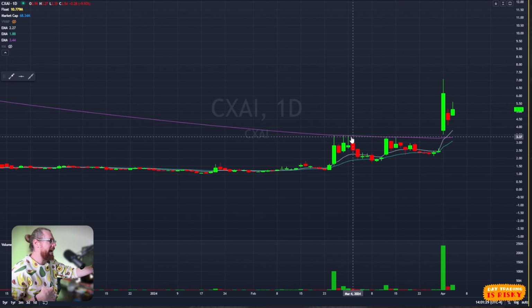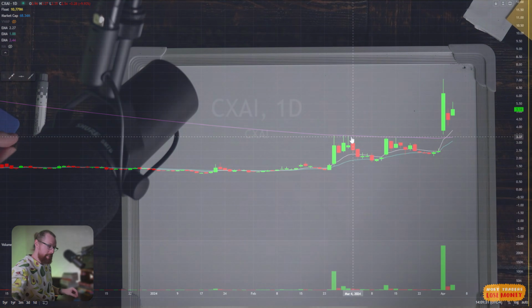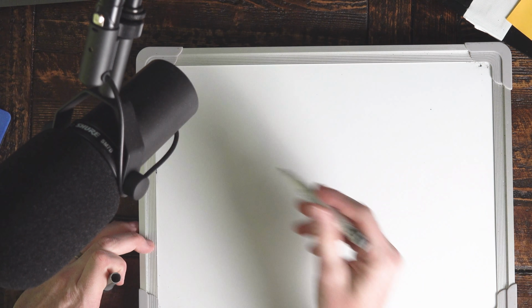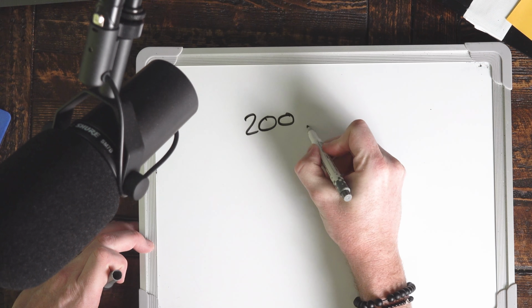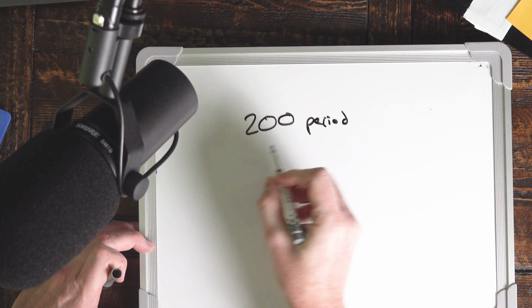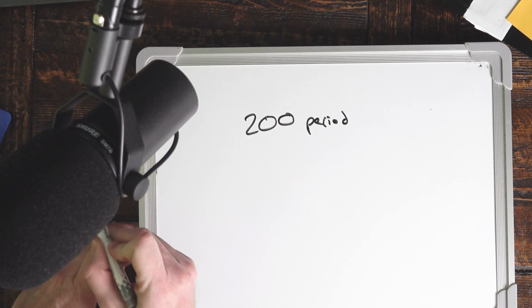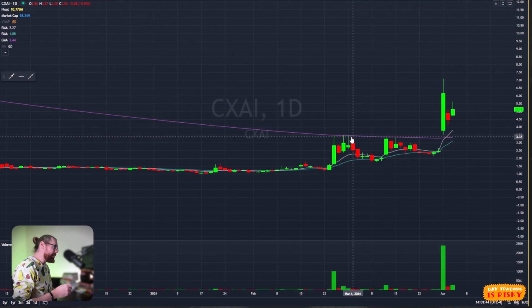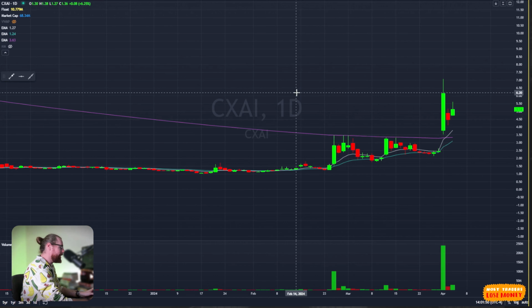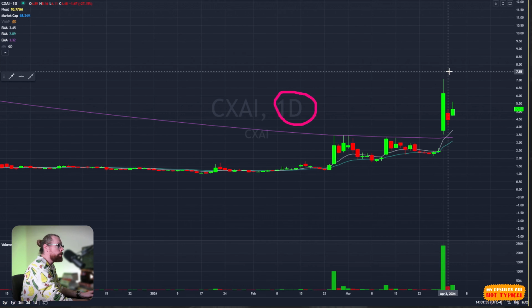So the way these moving averages are calculated is, and I'll put it on the whiteboard here just so you can see, the 200 period moving average is calculated by taking the closing price of the last 200 periods. The word period is important because it's relative to what time frame you're looking at. This chart right here shows as a 1D, which means it's a 1-day chart. Each one of these candlesticks represents 1 day of time.